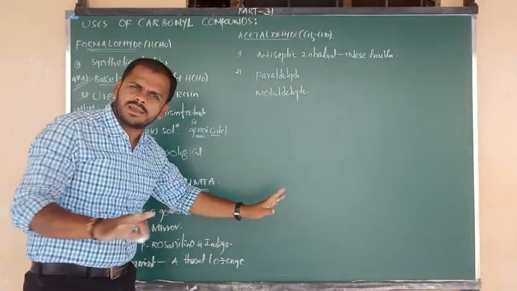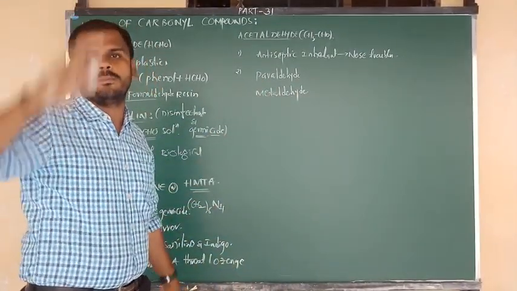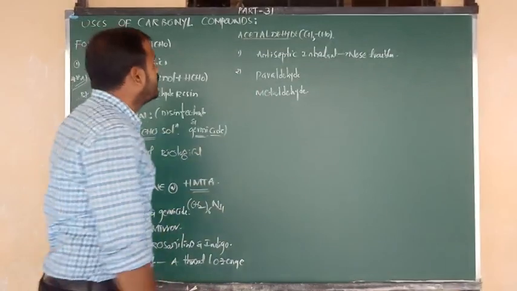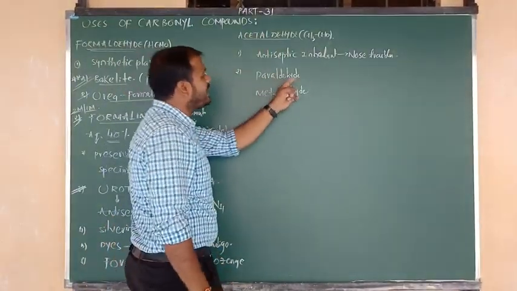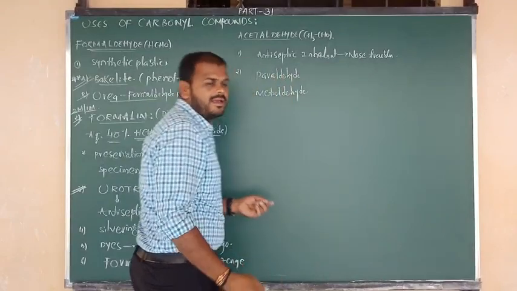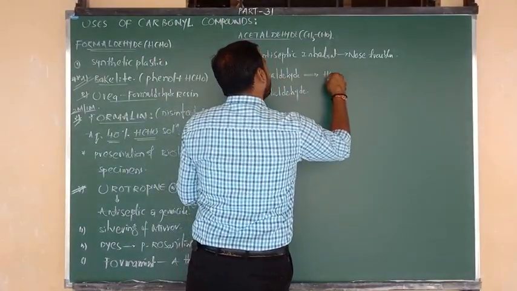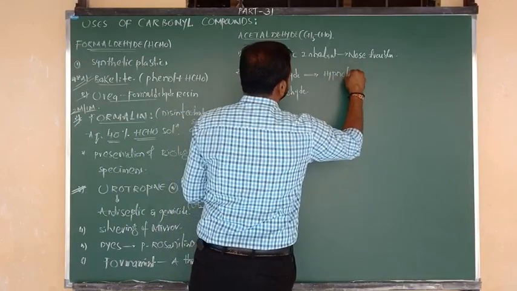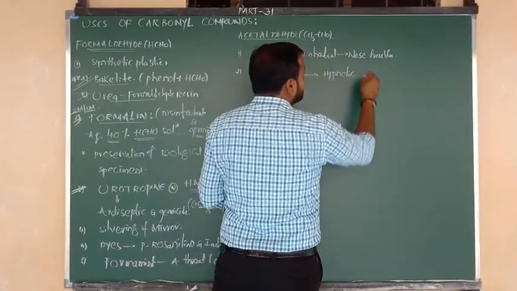Both the formulas are important and both the uses are important. So many times repeated in competitive exams. So acetaldehyde can be used in the manufacture of paraldehyde and metaldehyde. Sir, what is the use of paraldehyde? Paraldehyde is especially used in the medicinal field because it acts as a hypnotic drug.